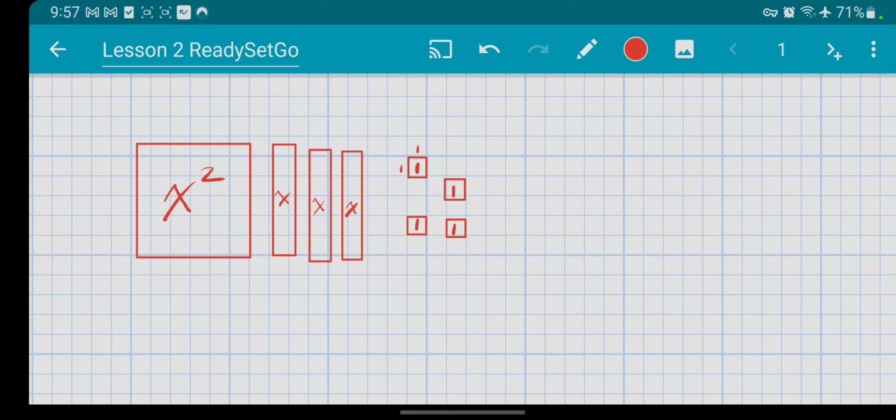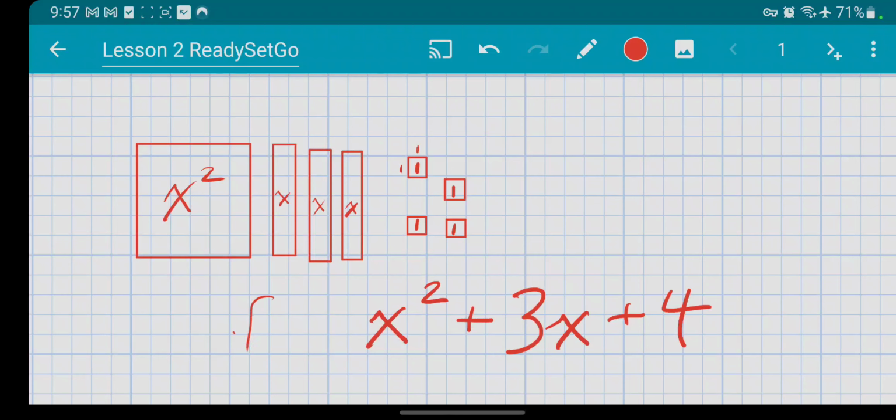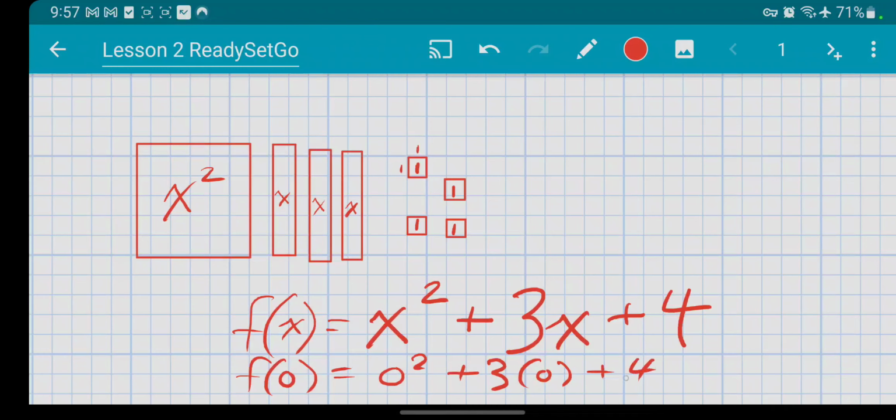So what if we wanted to describe this amount? Well, we have an x squared amount, and we add to that 3 x amounts, and add to that 4 1 blocks. Even if x is 0, let's evaluate for 0 real quick. Let's say this is a function we've defined with the input x. We're going to put in 0. What is 0 squared plus 3 times 0 plus 4?